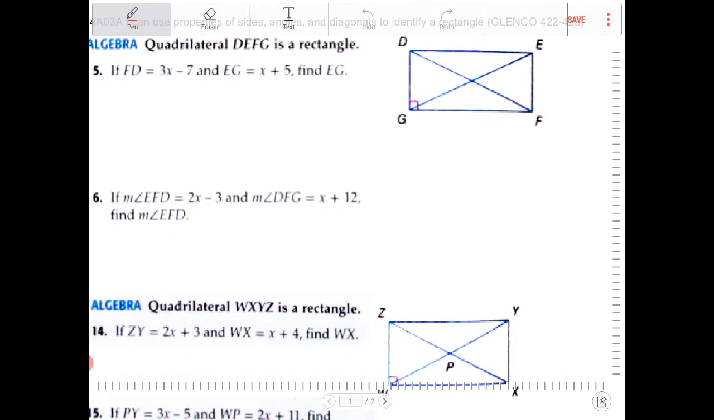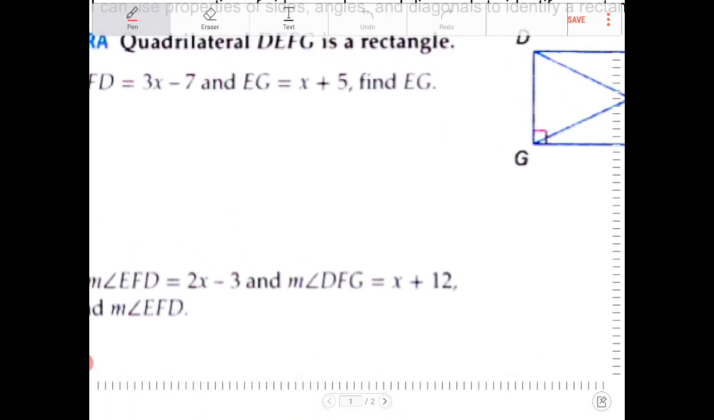So I will reference what that information is related to in the diagram here. FD is a diagonal and EG is also a diagonal. What do I know about diagonals in a rectangle? Well, I know that diagonals are supposed to be equal to one another, so therefore I can say FD is equal to EG. So 3x minus 7 will equal x plus 5.